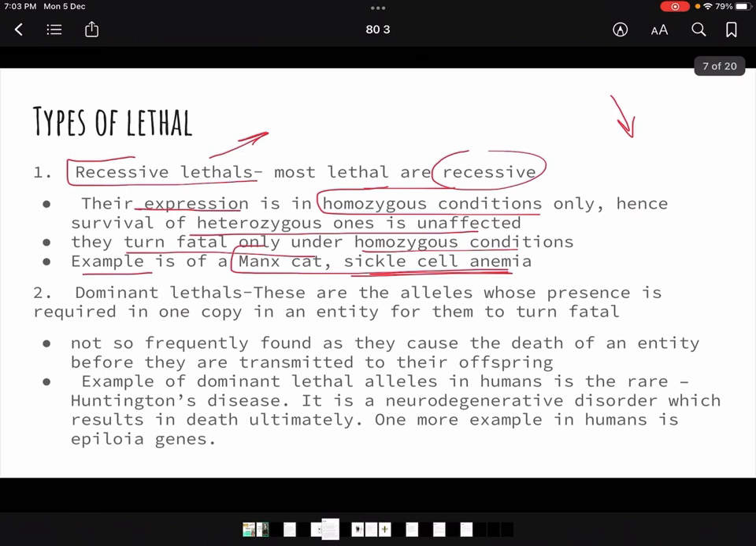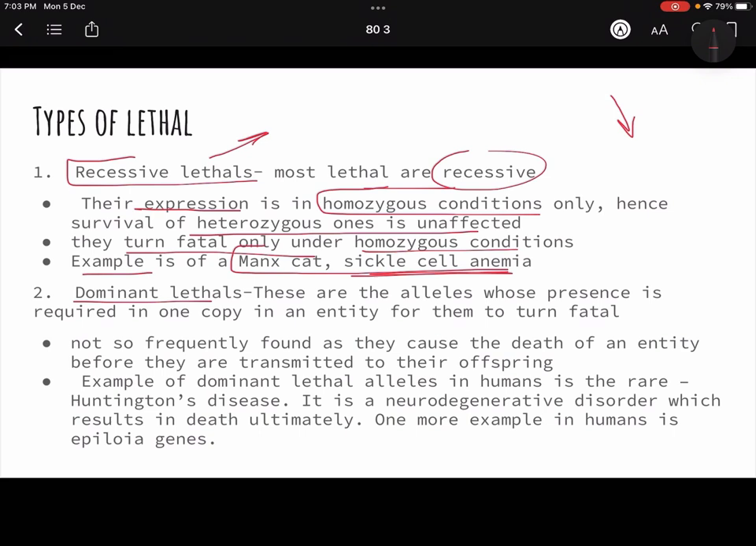Then come the dominant lethals. Now I have told you, in dominant lethal even one copy of the allele is going to turn fatal. So in this case there will be 100% death. If we make a Punnett square of two alleles, there are four cases, and in three cases it causes death. Only the one healthy one is not causing the death.